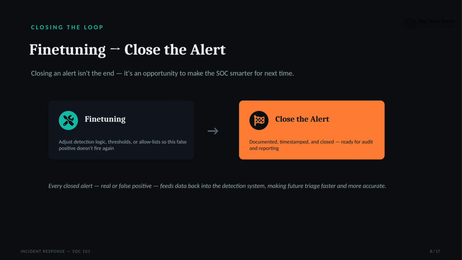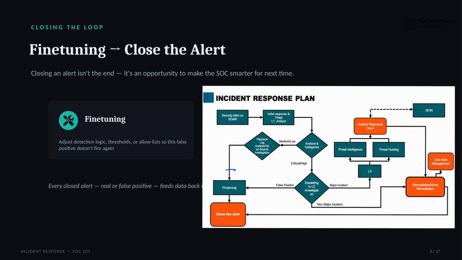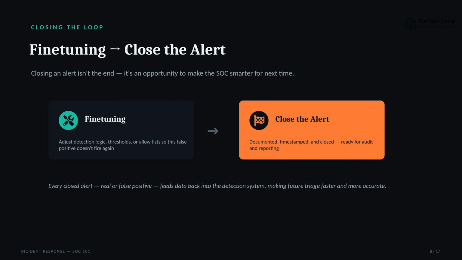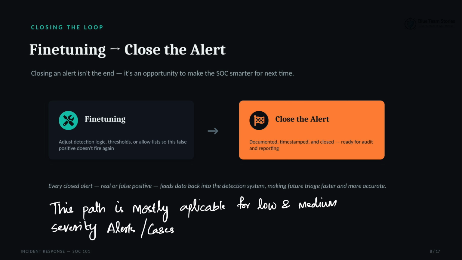Fine-tuning and alert closure. If the investigation confirms that the alert is a false positive, the detection logic can be fine-tuned. Fine-tuning helps reduce unnecessary alerts and improves SOC efficiency over time. Once the investigation is documented and all required actions are completed, the alert is formally closed. This completes the workflow for low and medium severity events.